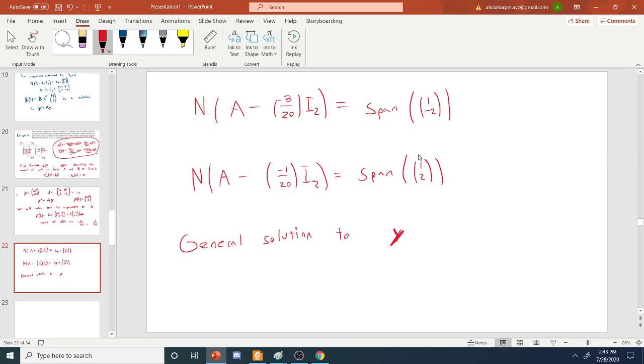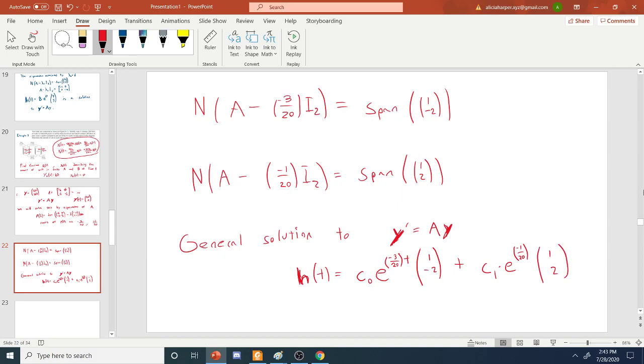To y prime equals Ay, and this general solution is going to be given by h of t equals c naught, and then times e to the negative 3 over 20 times t, and then multiplied by this vector right here, 1, negative 2, and then plus c1 times e to the negative 1 over 20 times t times this vector, 1, 2. So this is wonderful.